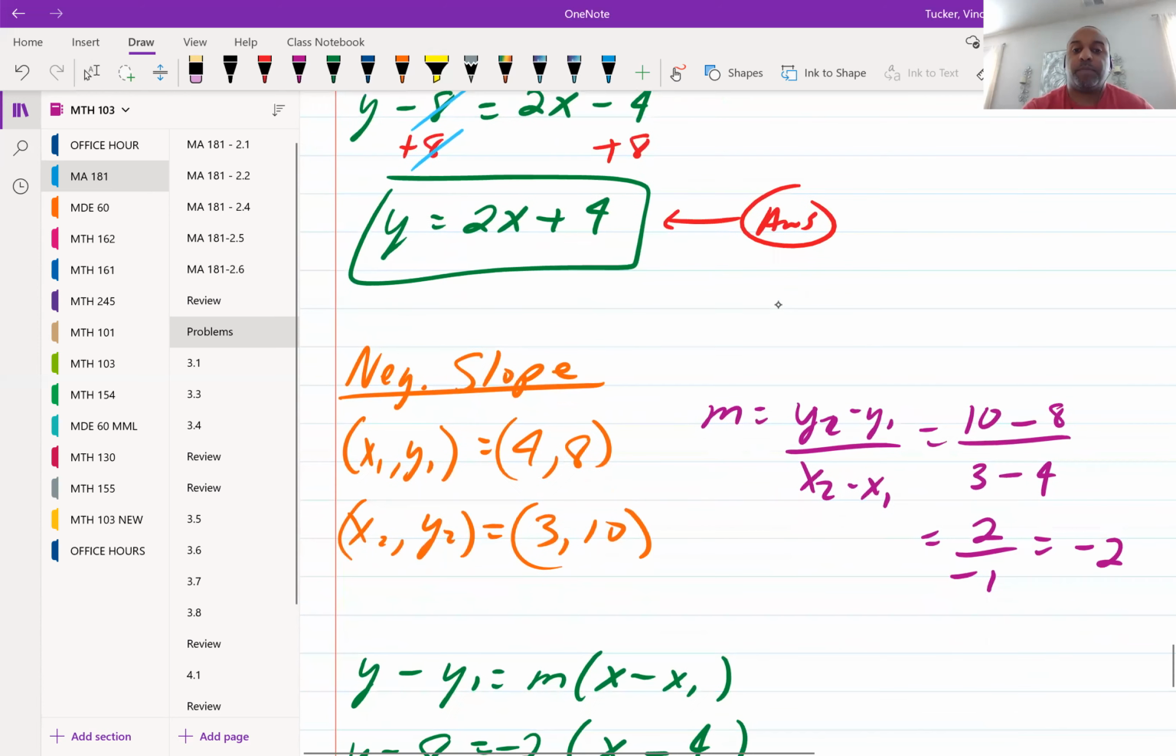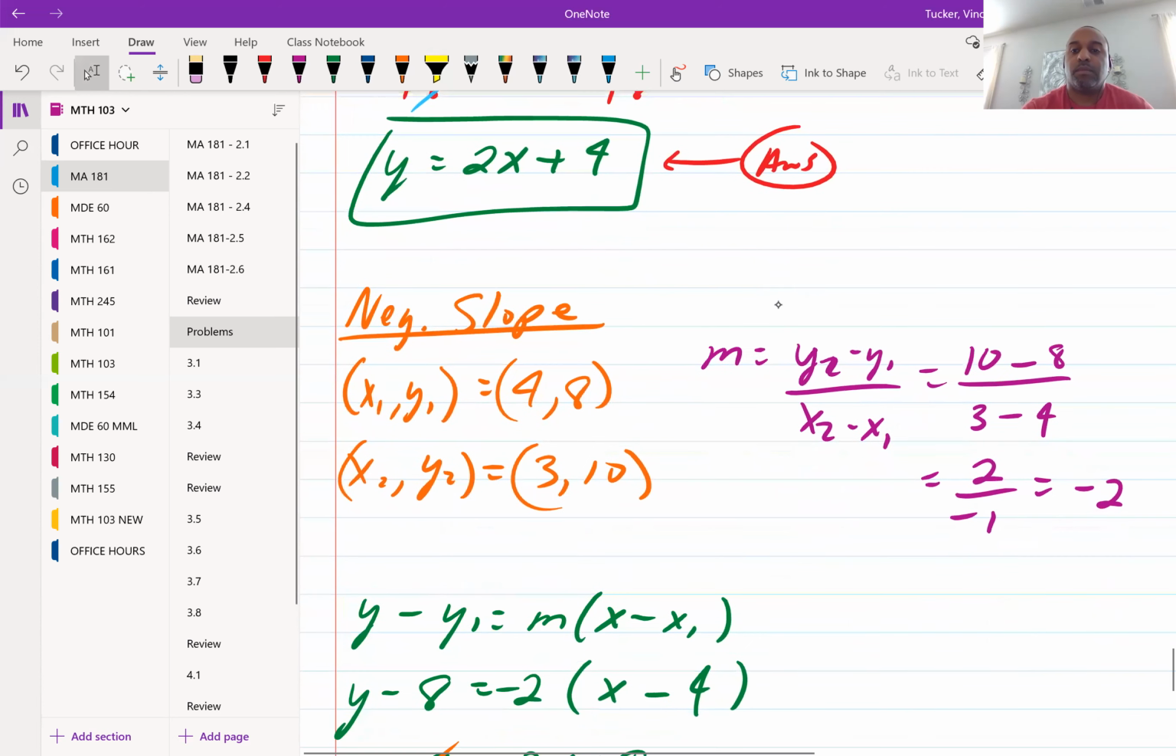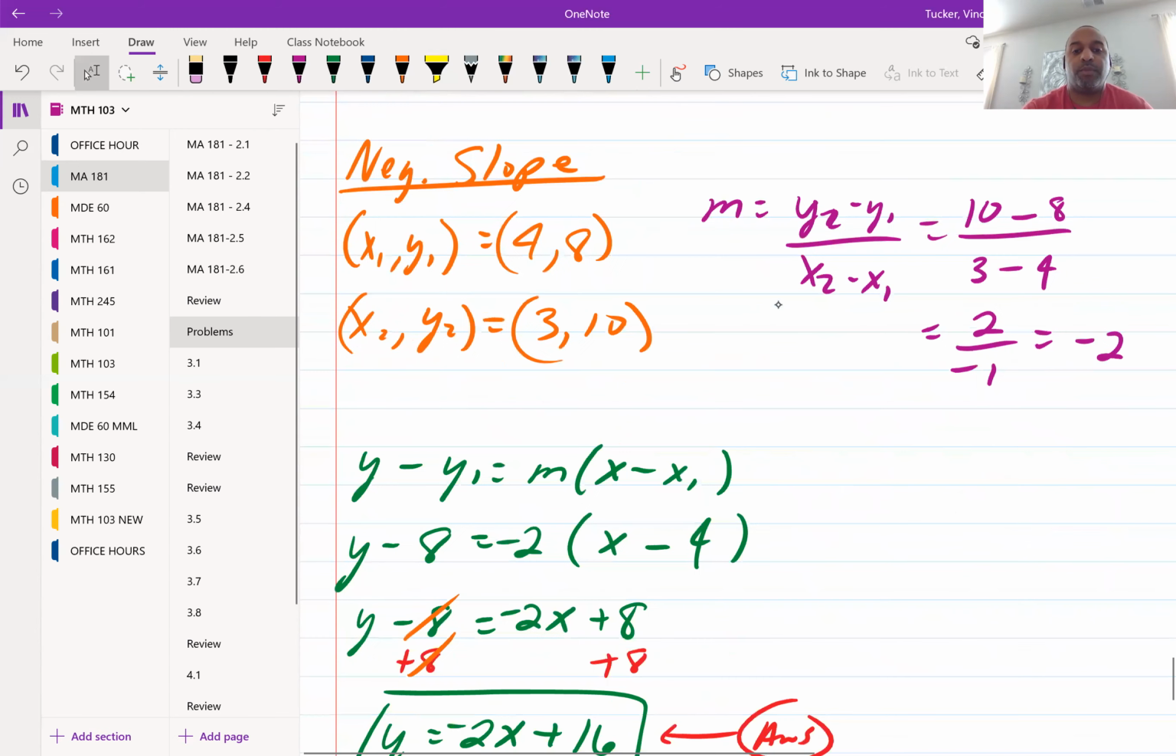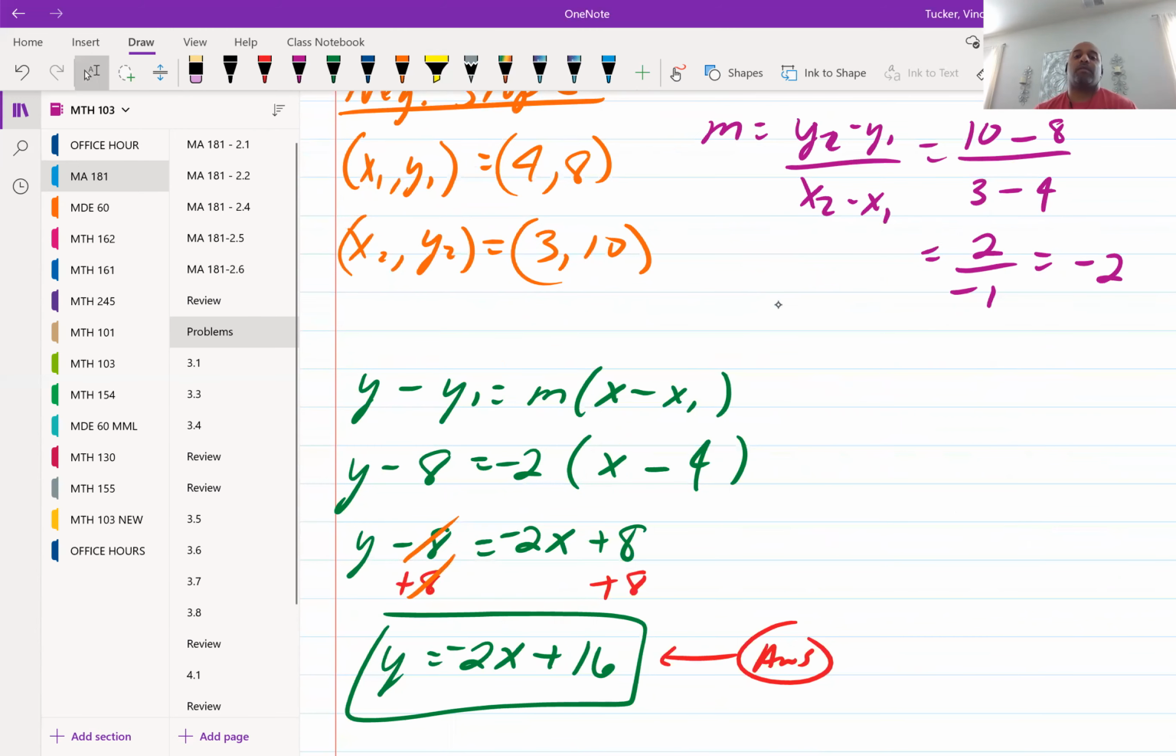And then we will use the point-slope formula to find our equation. Plugging in 8 for y1, negative 2 for m, and 4 for x1. Distribute and then add 8 to both sides. That gives us y equal to negative 2x plus 16 as our equation.